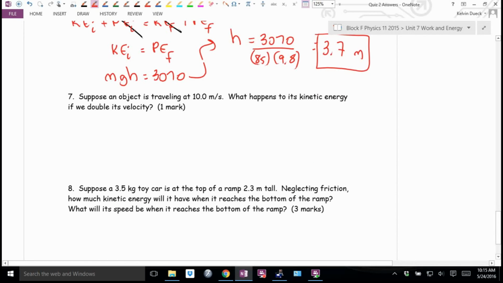Suppose an object is traveling at 10 meters per second. What happens to its kinetic energy if we double its velocity? 4 times larger. What if we triple its velocity? 9 times larger.